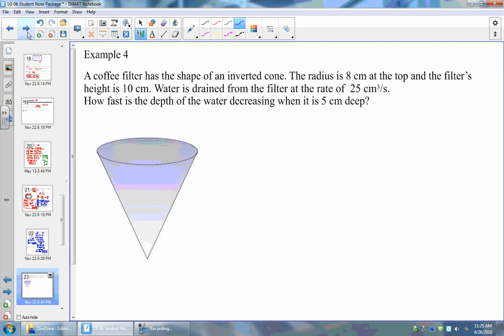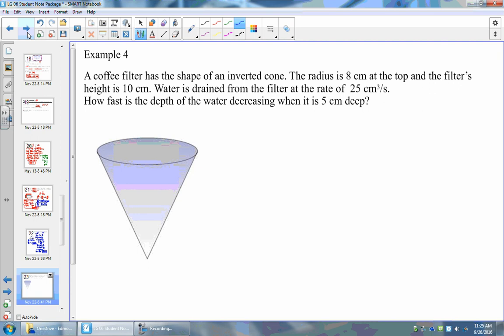All right. Example number 4, a coffee filter has the shape of an inverted cone. The radius is 8 centimeters at the top. The filter's height is 10 centimeters. Water is drained from the filter at the rate 25 centimeters cubed per second. How fast is the depth of the water decreasing when it is 5 centimeters deep?